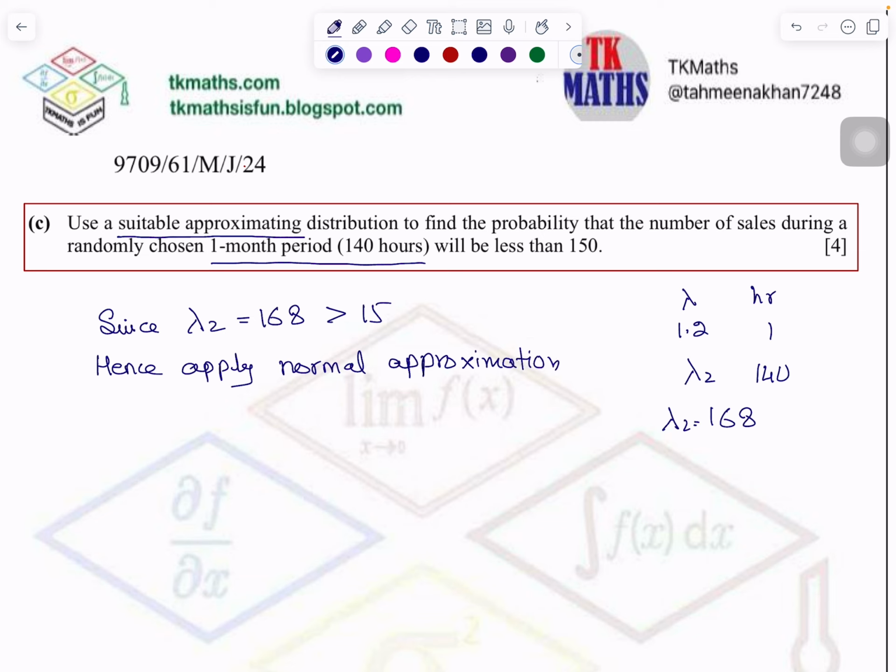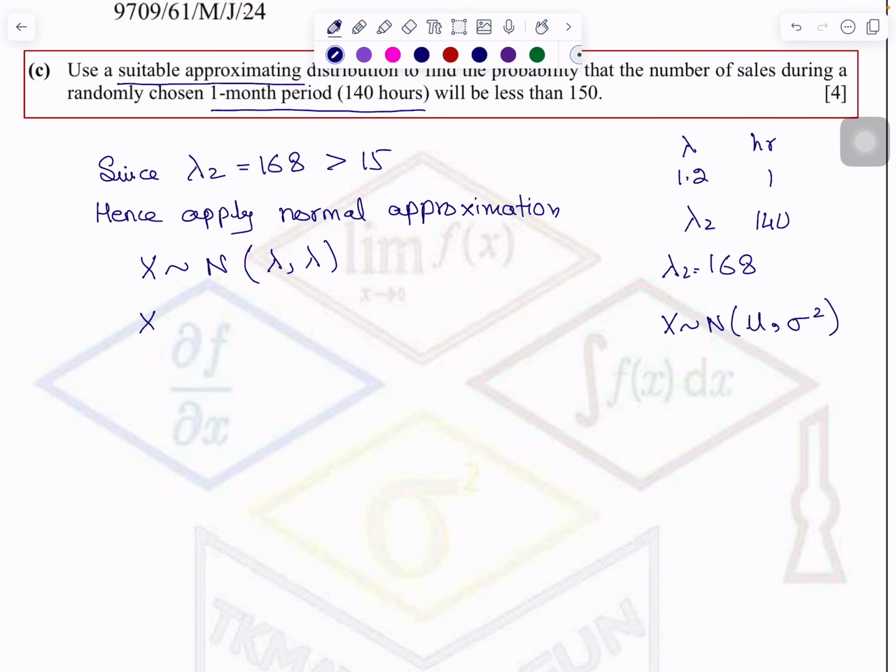Now you have to write the distribution with respect to normal, and you must know that the normal distribution becomes lambda and lambda. What is the reason? Because mean and variance are the same for the Poisson distribution. So according to the normal distribution we know it is mu and variance, but when we are using it in the context of Poisson, it will be lambda and lambda. So your values of mean and variance will be 168 for both. So please write all these important steps, which show your clear thought process.